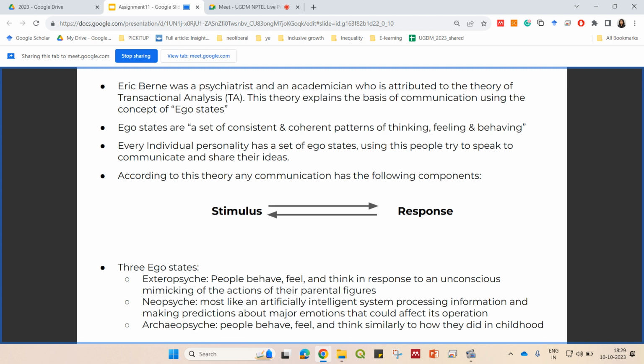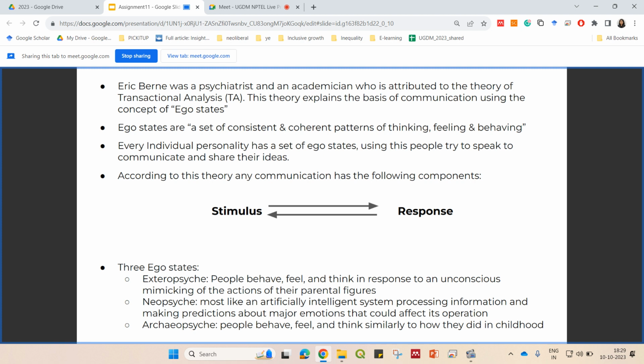So what ego states are, they are basically a set of consistent and coherent patterns of thinking, feeling, and also behaving. Ego state refers to how consistently you think and feel about a particular situation, and based on how you are thinking and feeling, how you behave. That is referred to as your ego state.